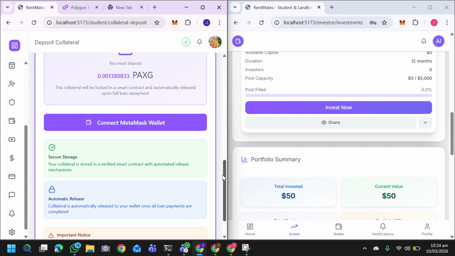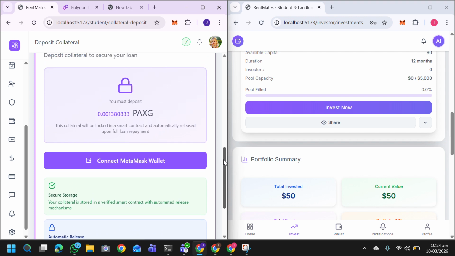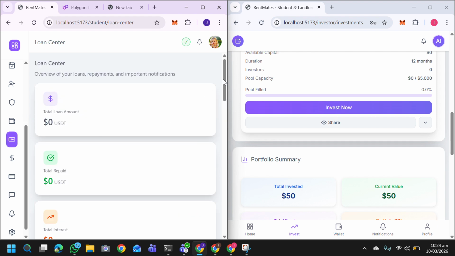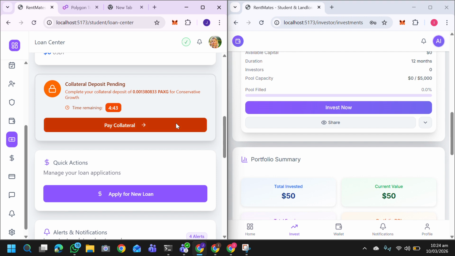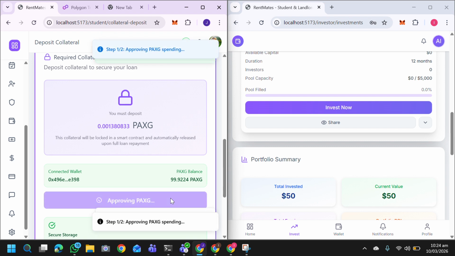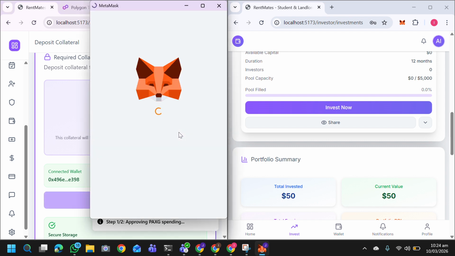Right now, he's prompted to complete his collateral, and for the collateral, he's shown the amount that needs to be paid. He can even move back and pay as long as the time has not expired. So he pays the collateral by using the wallet.